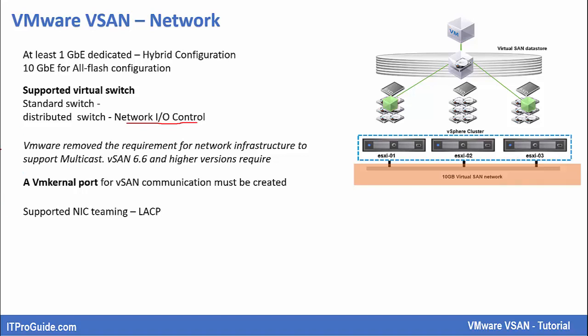One of the important things to notice here is that VMware removed the requirement for the network infrastructure to support multicast from vSAN 6.6 onwards. So you don't need to configure multicast for vSAN 6.6 or higher versions. A VMkernel port for vSAN communication must be created. For example, for vMotion, we create a VMkernel port for vMotion. In the same way, we need to create a VMkernel port for vSAN communication also. And vSAN supports network teaming, so you can use the LACP protocol for teaming your network interfaces.